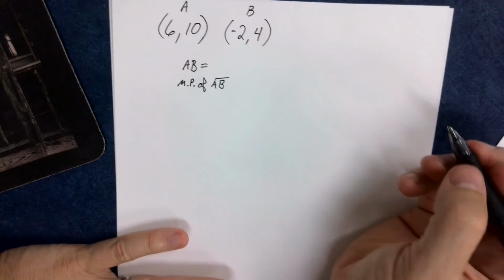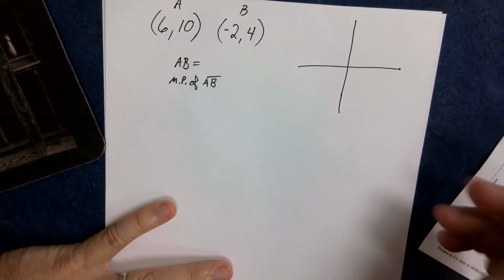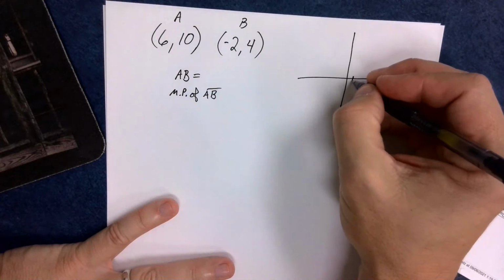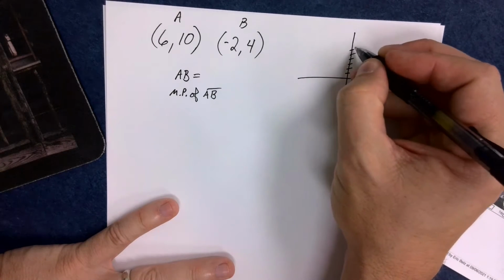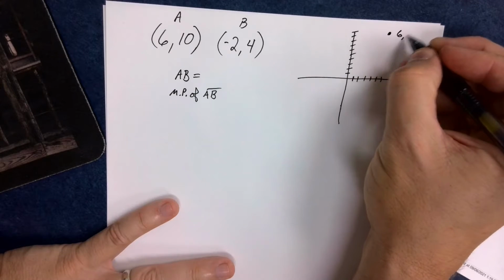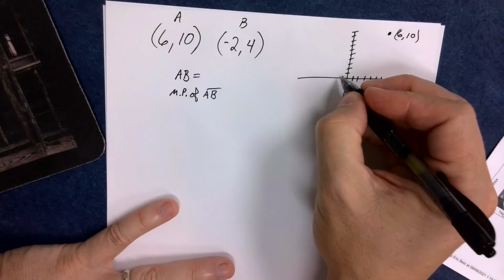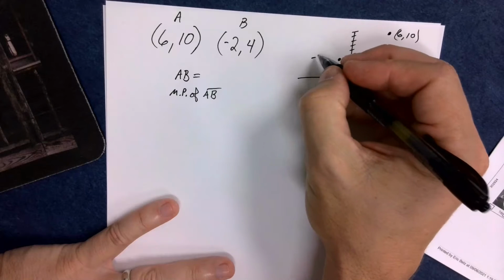So what I'm going to do is give you a quick little sketch over here, and this way you can do this at your own pace if you need to. 6, 10: 1, 2, 3, 4, 5, 6 over, and 1 through 10 up. 6, 10 is right up there. And (-2, 4) is right there.